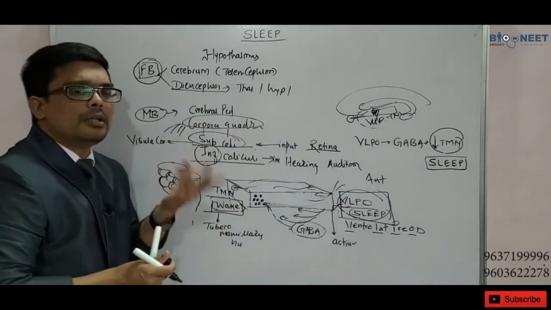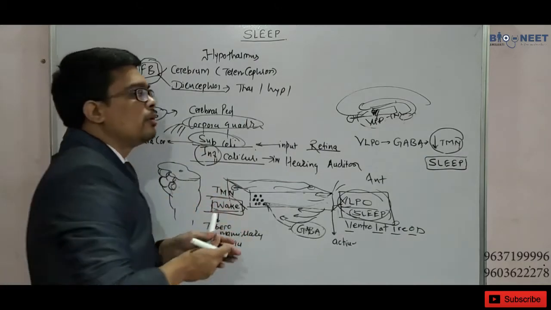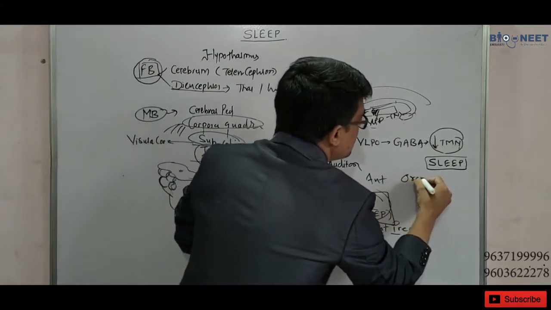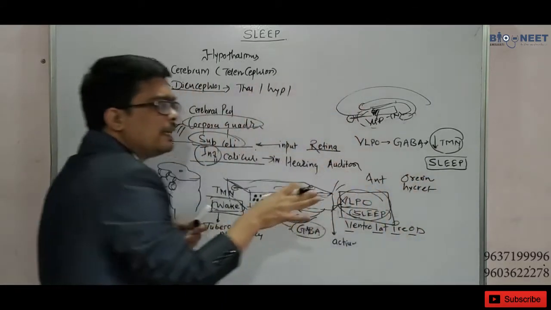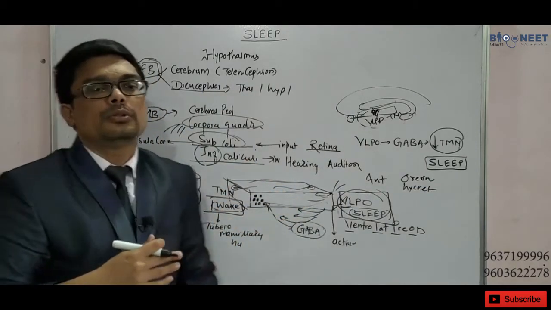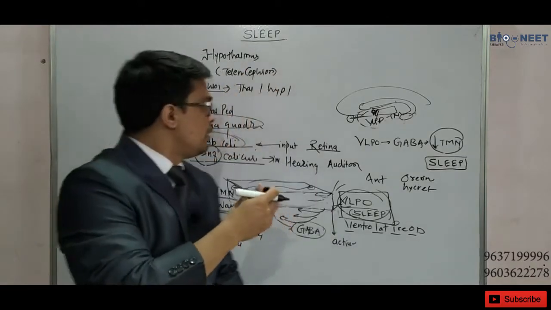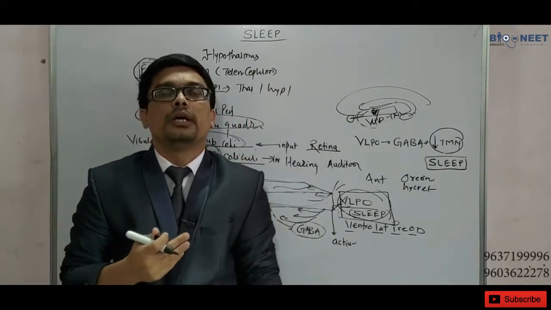There are some other neurotransmitters, that is orexin and hypocretin neurons. The orexin-releasing neuron and hypocretin-releasing neuron are related to the sleep mechanism. So this is all about how sleep is promoted, or how wakefulness is inhibited.